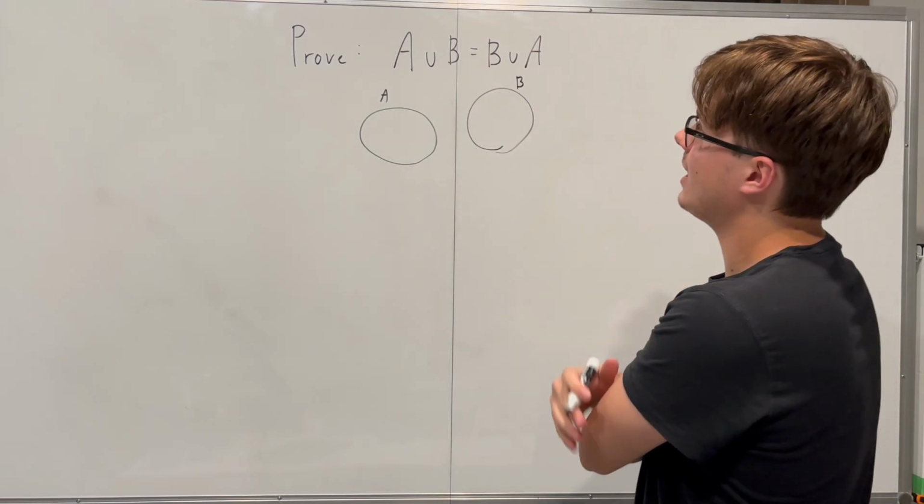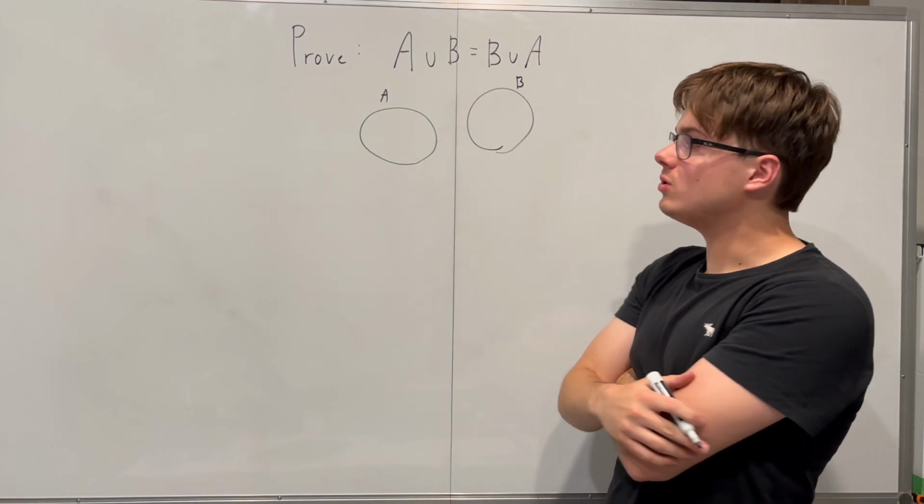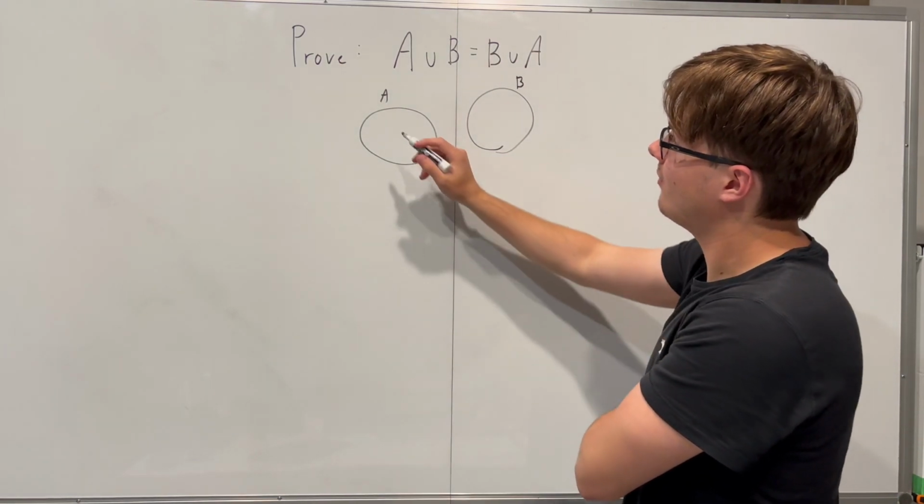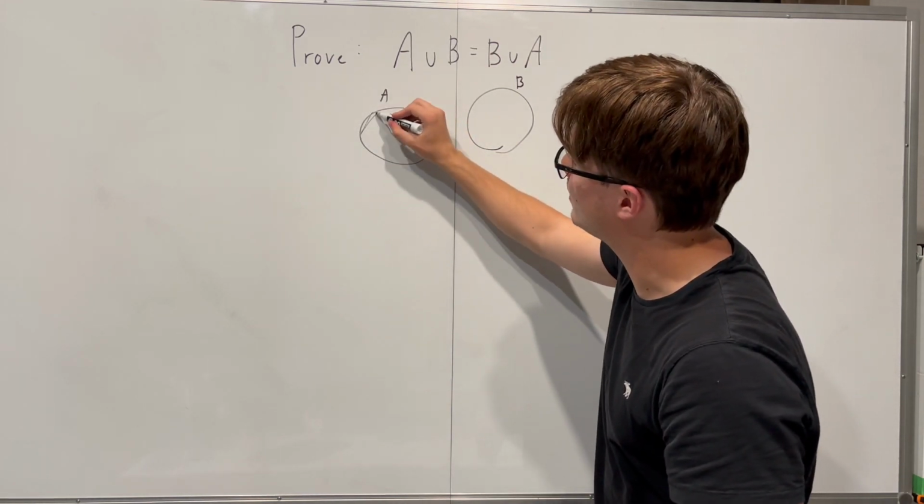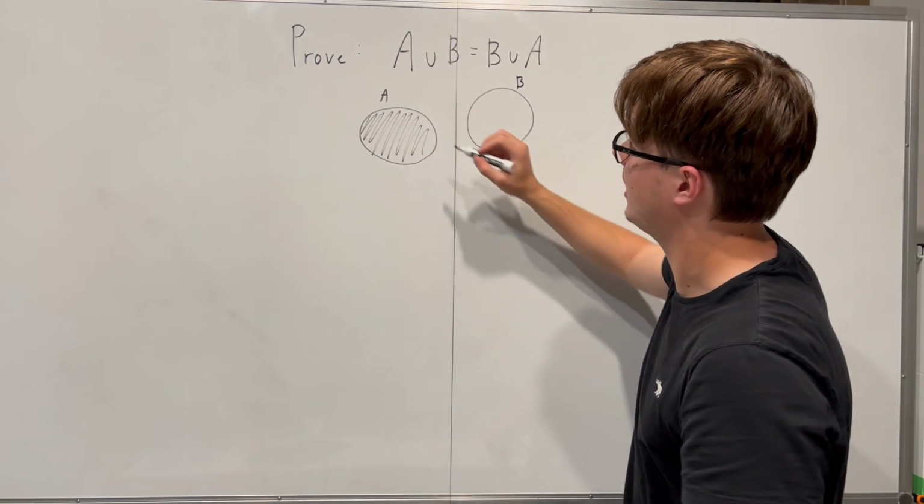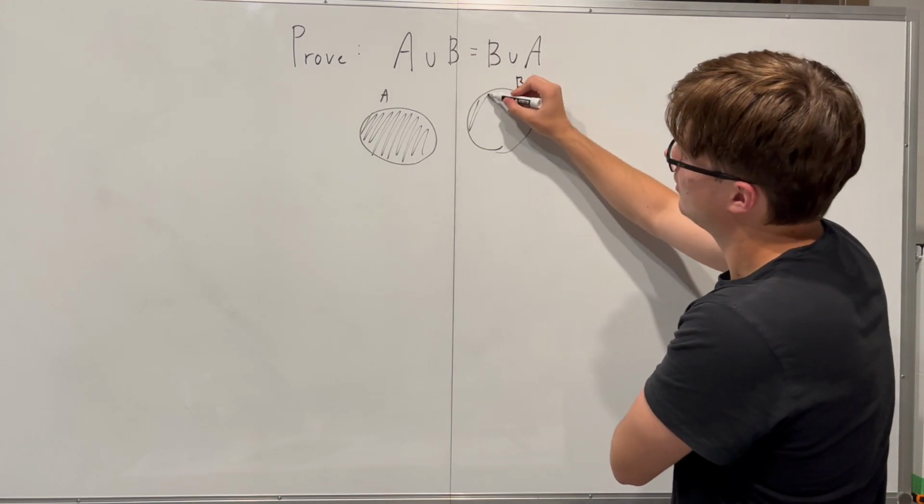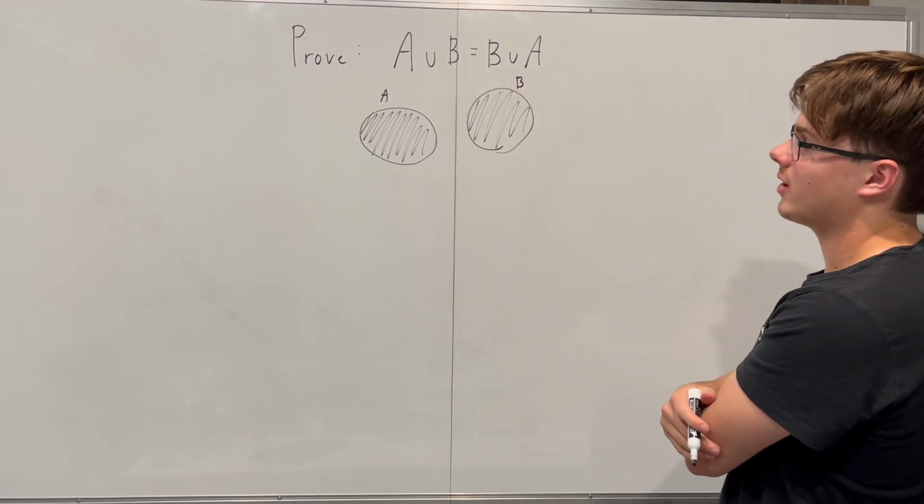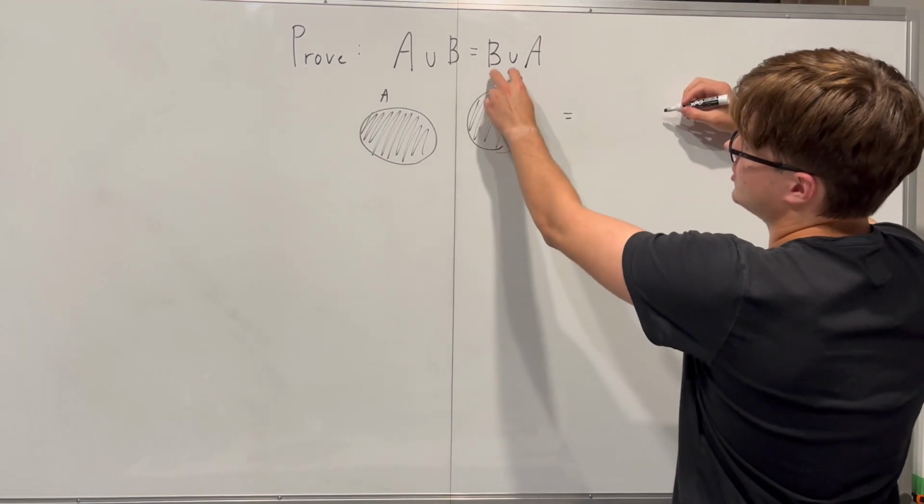So what does A union B mean? Well, A union B simply means that we want to consider every single element in A, so we want to highlight everything in A and everything in B. So we're going to highlight everything in B. Okay, fantastic. Now let's ask ourselves about the right-hand side.